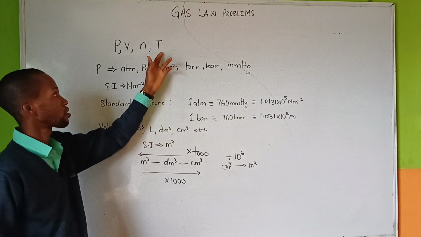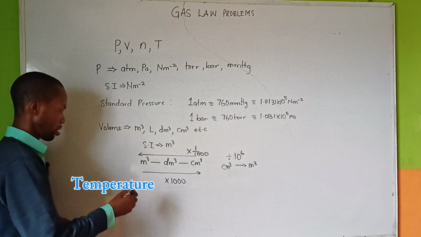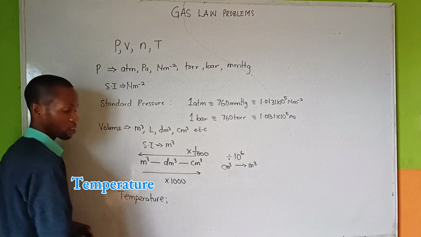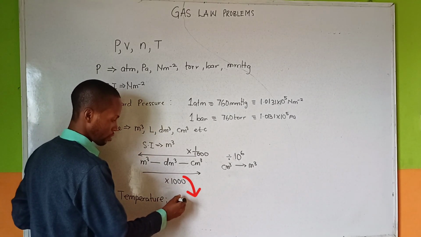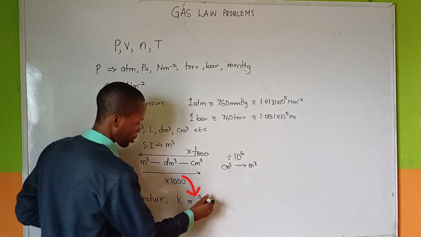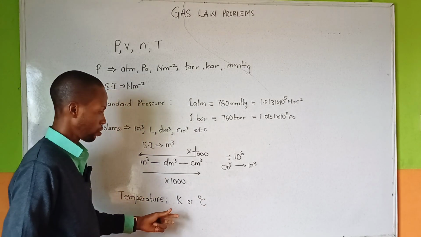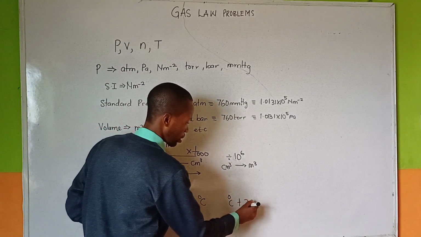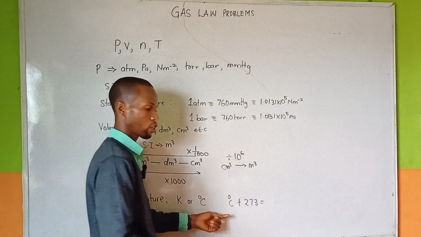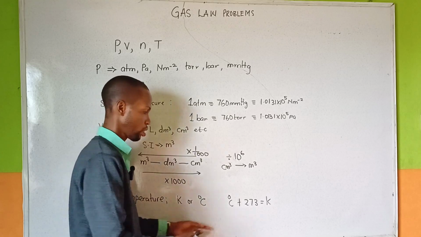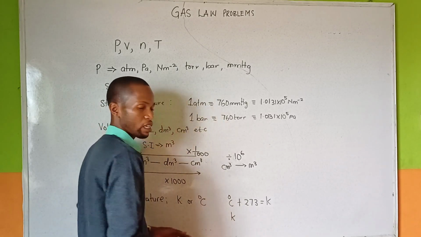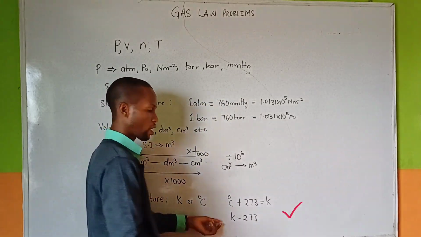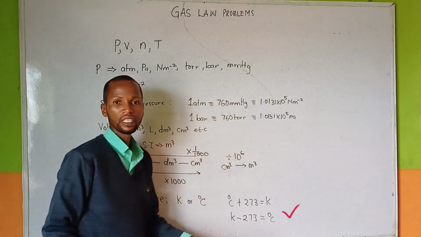The next variable that we need to consider is the temperature. Temperature is the measure of the degree of hotness or coldness of an environment or system. It is measured in Kelvin or degrees Celsius. In order to convert temperature from degrees Celsius to Kelvin, 273 is added to the value in degrees Celsius to arrive at Kelvin. The other way around, if we are to get the value in degrees Celsius, 273 is subtracted from the temperature in Kelvin.